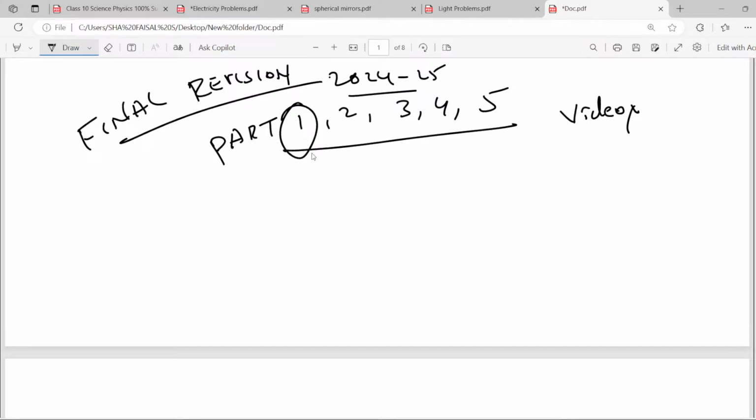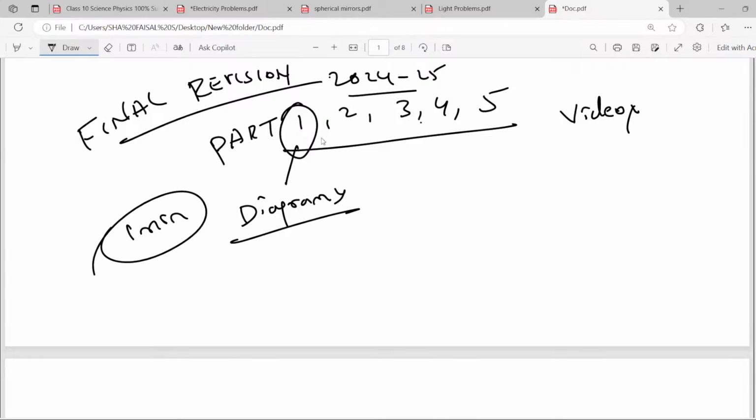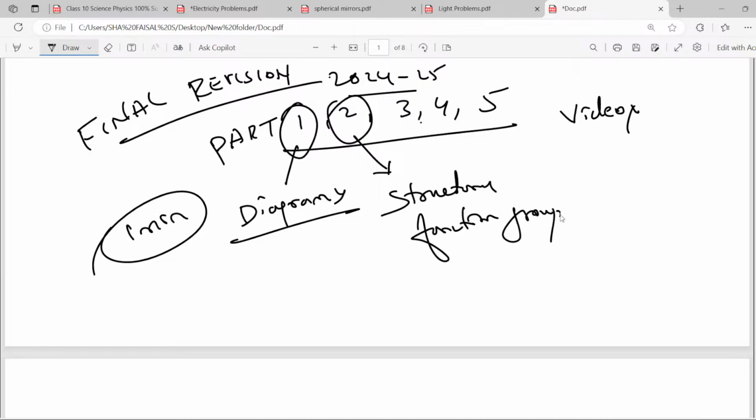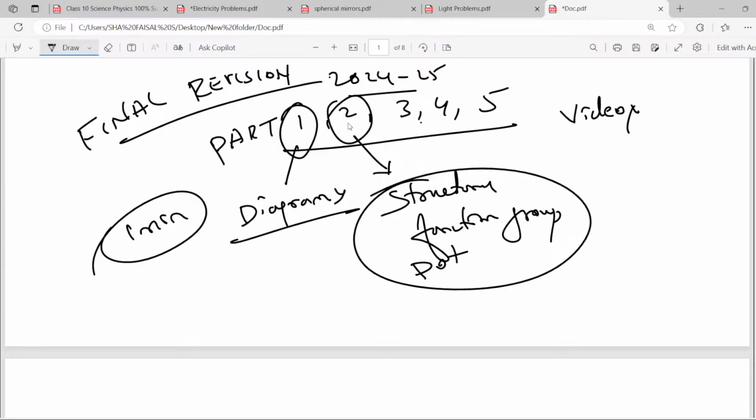In that I have made separate videos for part 1, 2, 3, 4 and 5. In the first video, I have covered all the diagrams, and how you can draw a diagram within 1 minute, using a shortcut method. Next, in part 2 video, I have covered all the structures, the functional group concept and also the dot structures. Everything is covered in part 2 video.